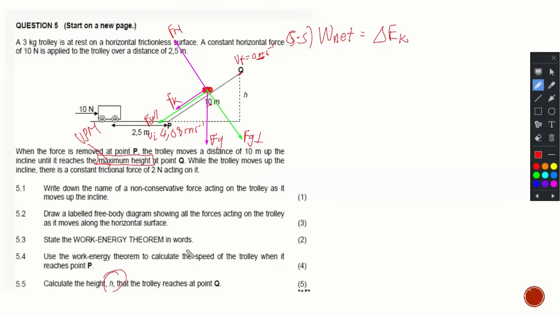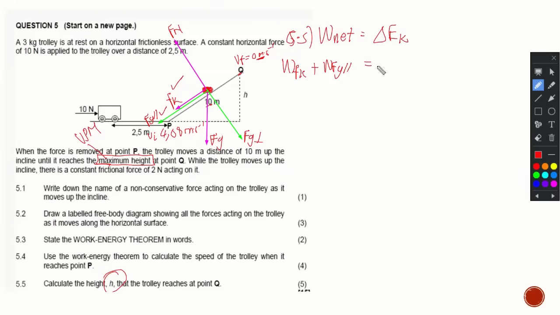We are looking for the height. Very interesting question. So how many forces or components are doing work on the object? It is Fk and Fg parallel, and they're both acting in the opposite direction of the displacement. Because remember, Fg parallel always slides down the inclined surface. So for W net, we're going to have work done by Fk plus work done by Fg parallel.